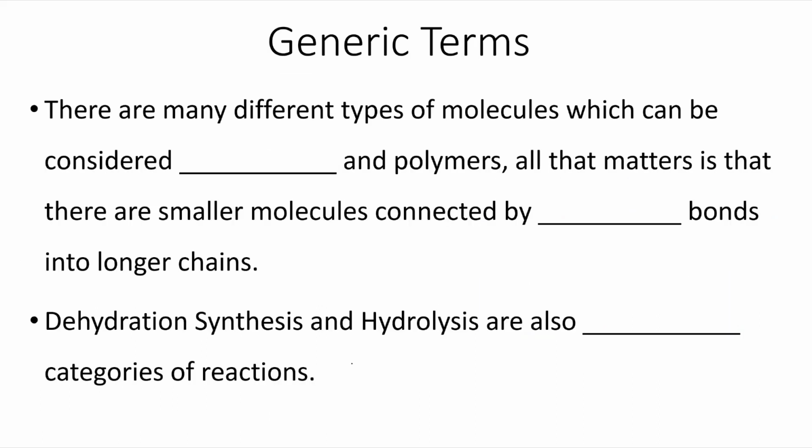And there are many different types of molecules which can be considered monomers and polymers. All that matters is that there are smaller molecules connected by covalent bonds into longer molecules. And those covalent bonds are simply the types of connections that make molecules. Dehydration synthesis and hydrolysis are also just general categories of chemical reactions that can be used for many different types of molecules.